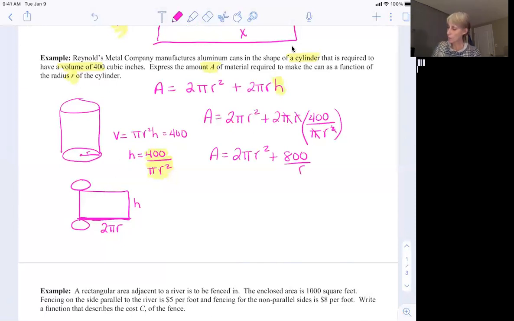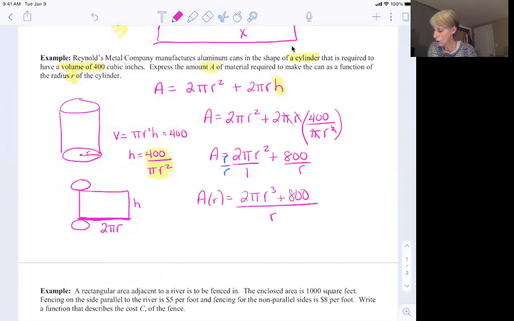And once again, we want to express this as a single quotient. So I put that term over a 1, and then my least common denominator is r, so I just multiply the other term, top and bottom, by r over r. And my area function in terms of r is going to be 2 pi r cubed plus 800 all over r. I wrote it as one single expression.